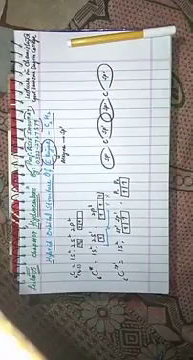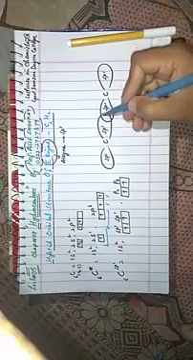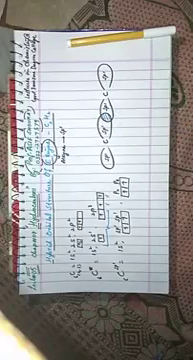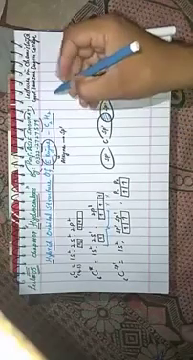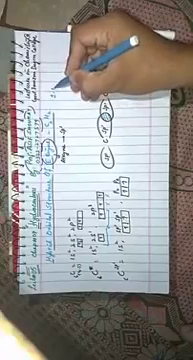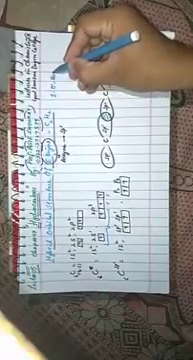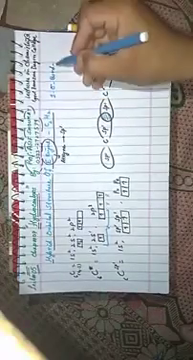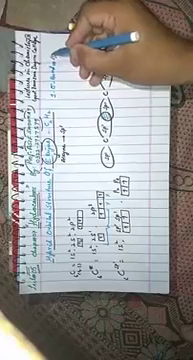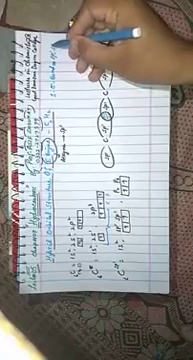Look into the overlapped area between sp1 and sp1. You can write here there is 1 sigma bond between sp1 and sp1.